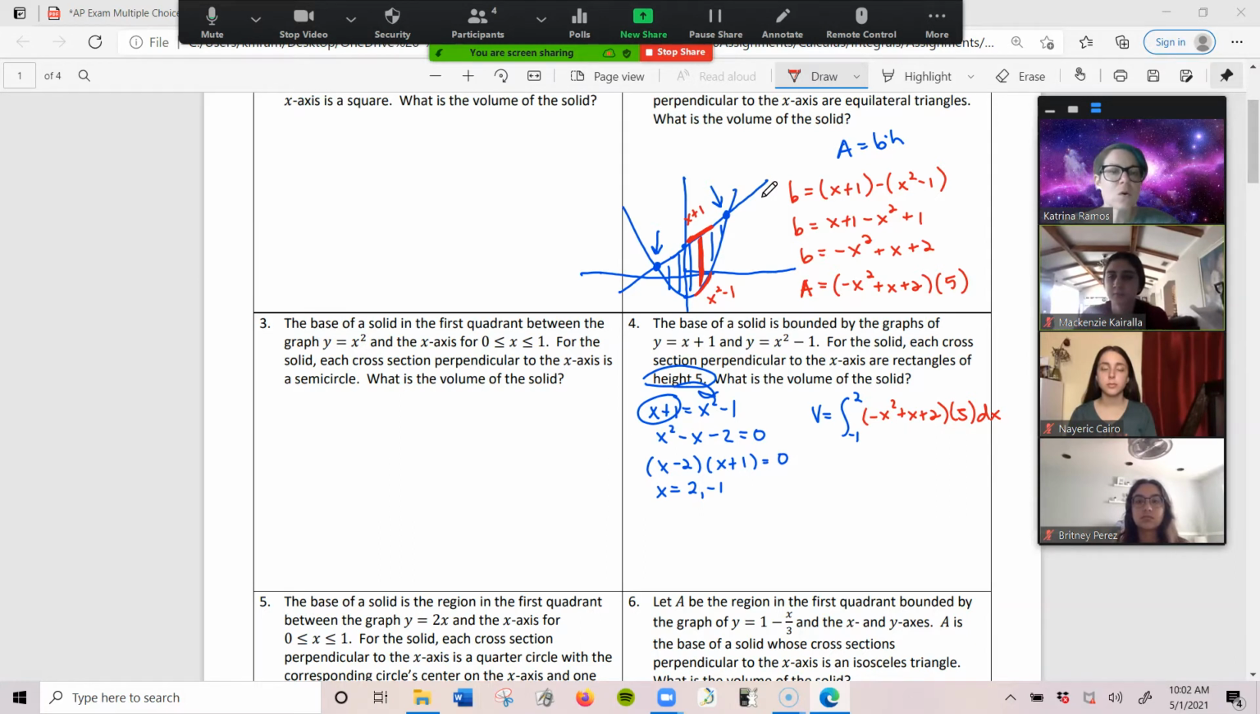Okay. So the only time you really have to worry about not squaring is rectangles, if that kind of sums it up.